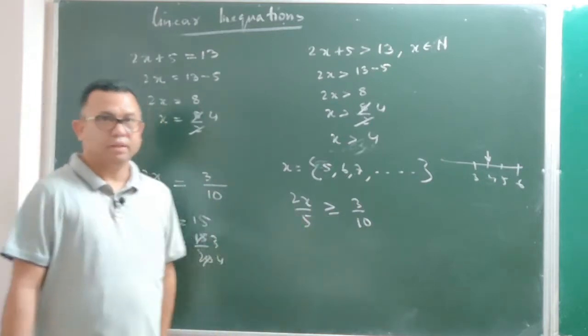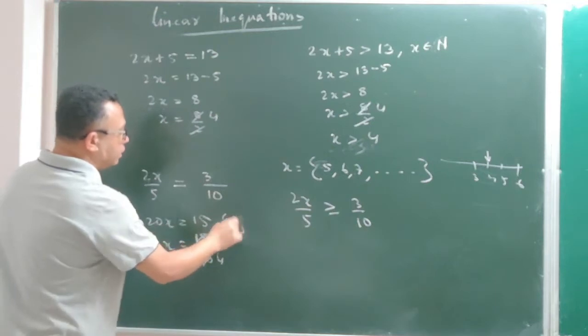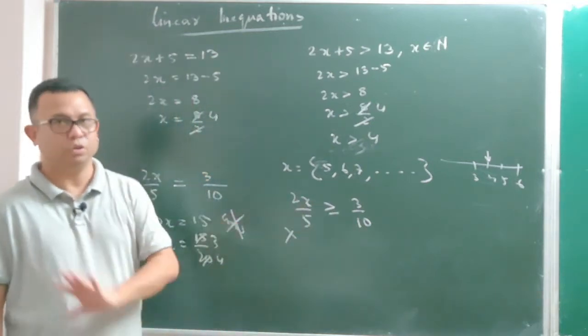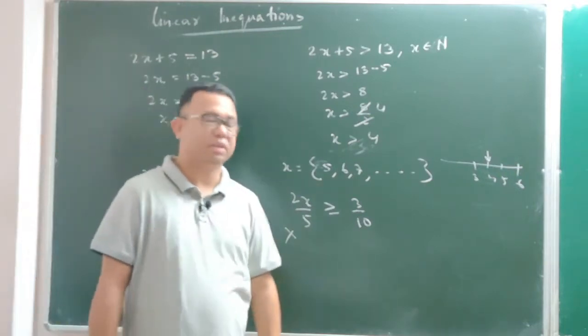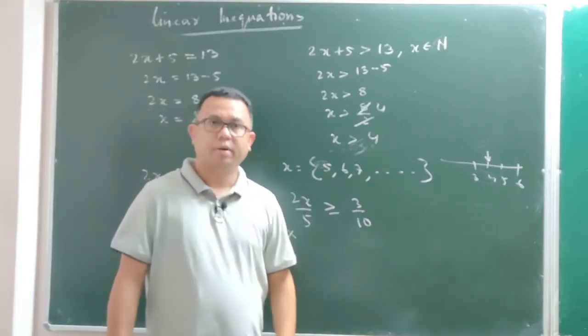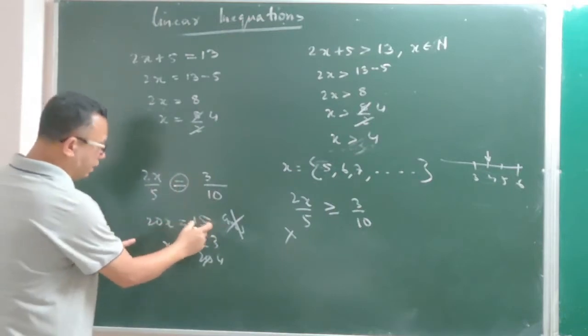Now if you are given something like this, what have you done here? Cross multiplication. This cross multiplication is something which you are told never to do in inequation. You should never cross multiply. Because in cross multiplication there is a 50% chance that most of the time you may get your answer correct.